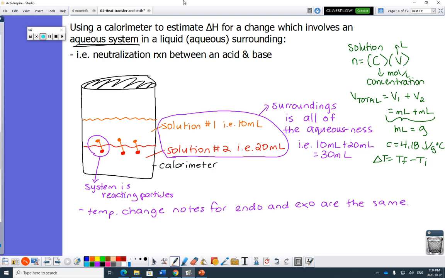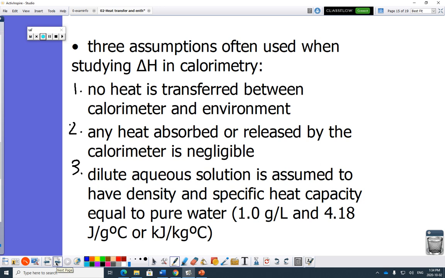Within reason. So the first one says that no heat is transferred between the calorimeter and the environment. So again, if you walk around with your two coffee cups like, hey, what's going on? What'd you have for lunch? Then of course there's going to be energy transfer with the environment. But if you do a good job and hold them together, then the first assumption will hold.